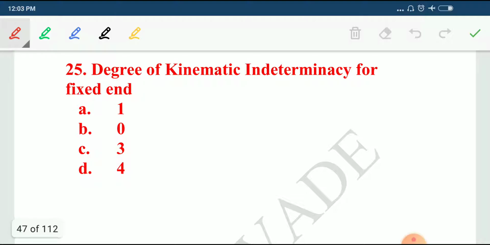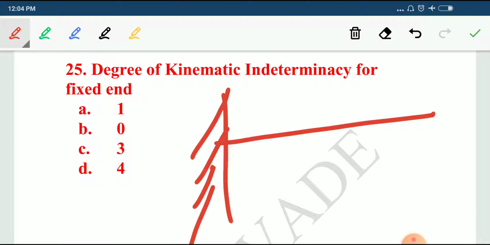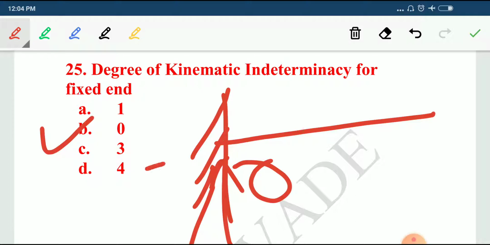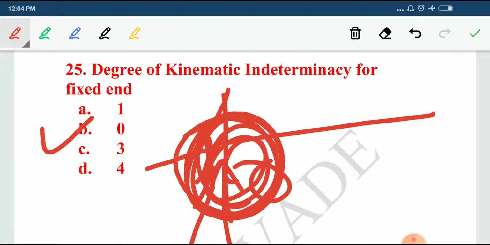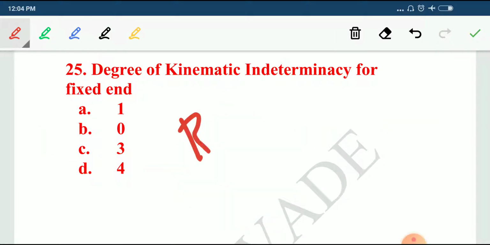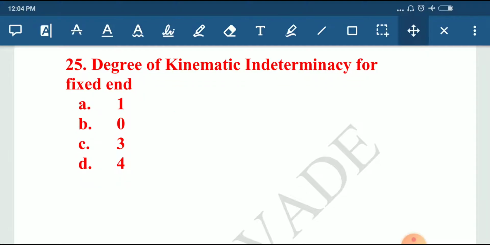The degree of kinematic indeterminacy for fixed end. What is the degree of kinematic indeterminacy for the fixed end? If it is a fixed end, the degree of kinematic indeterminacy will be 0. B is the correct answer. Here vertical is there, horizontal resistance is there, and rotation resistance is also there. That's why the non-zero joint displacement at this point will be equal to 0. For fixed end, the answer B is the correct answer. Okay, we'll move on to the next question.